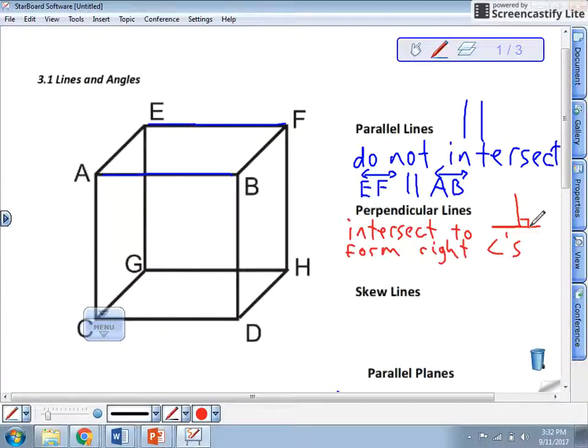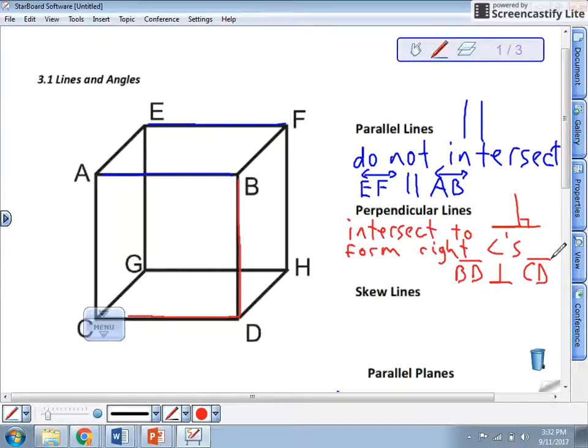So we look at this picture. If I looked at line BD, I could say that it is perpendicular to line CD. So again, I would say that line BD, and I'll do the segment symbol this time, is perpendicular to line CD. Again, I use the segment symbol there.